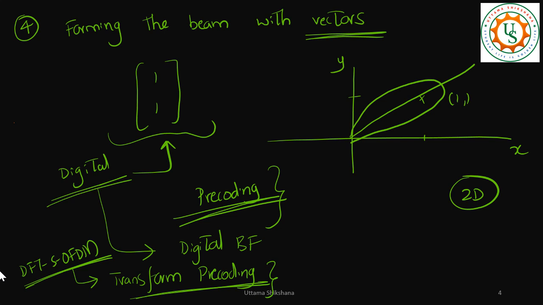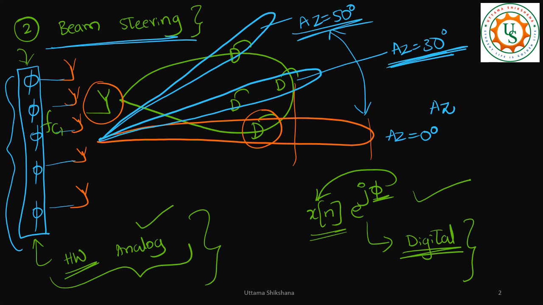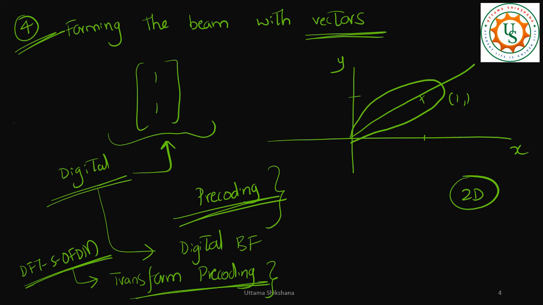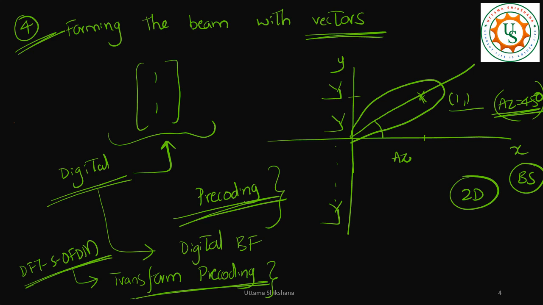One more aspect I want to tell you is the difference between this fourth point and what we spoke about in the second point, beam steering. There we are steering the beam by giving angles, like 30 degree, 50 degree, and even the angle in elevation, but here we are giving it in terms of a vector. I gave the vector 1 1, and if you plot it in two dimensions, 1 1 appears at this point, and we form the beam along that direction. But if you really see, this also has an azimuth angle. If you take an array of antennas like this, and take the x-axis as the bore site, then we can say this is with azimuth equal to 45 degree. But rather than mentioning it like this, we are performing beamforming with vectors. So I hope you got all four concepts.